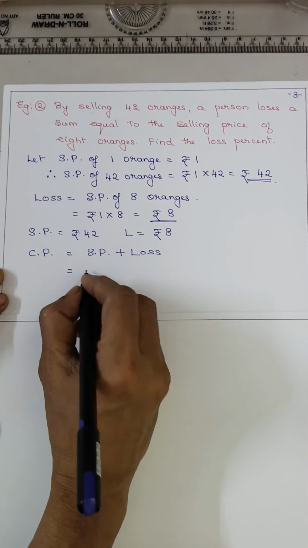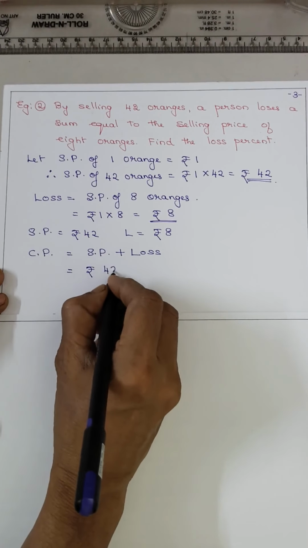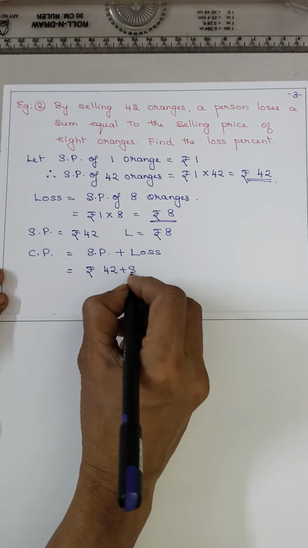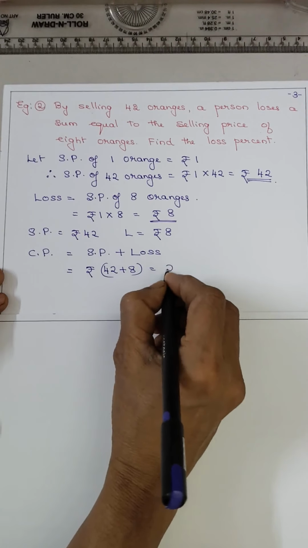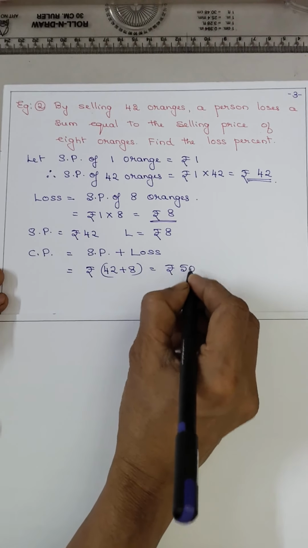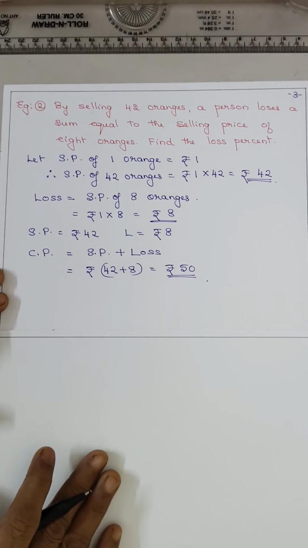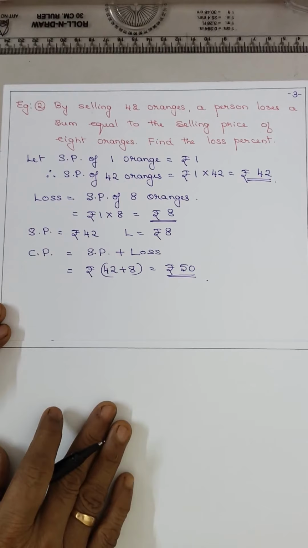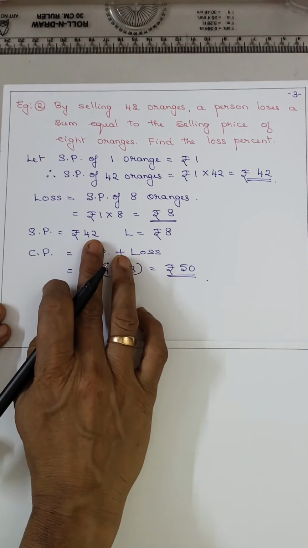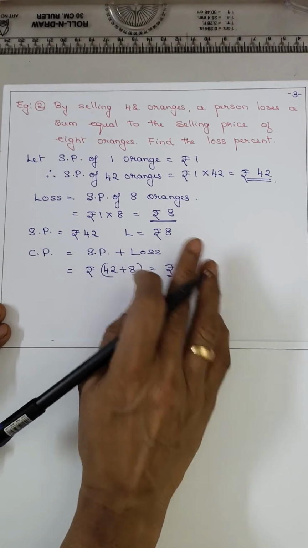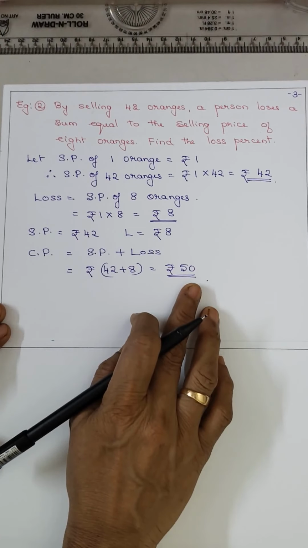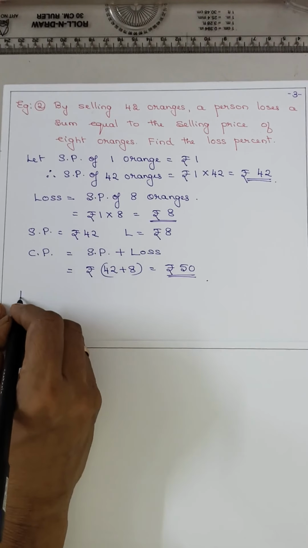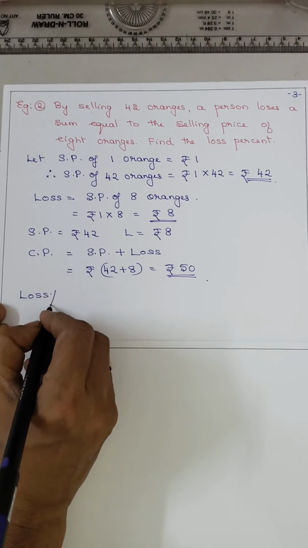SP is how much? ₹42 and loss is 8. So CP will be ₹50. So now you got the CP. Now SP is 42, loss is 8, CP is 50. Now find out the loss percent.